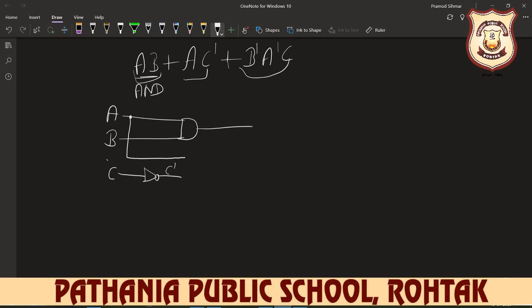Here we input A, here we input B, here we input C, but here we draw a NOT gate. So now this gate is your complement, and complement means C's complement. So again you draw an AND gate here. Okay. After that we need B complement. So you select B from here and you draw here.